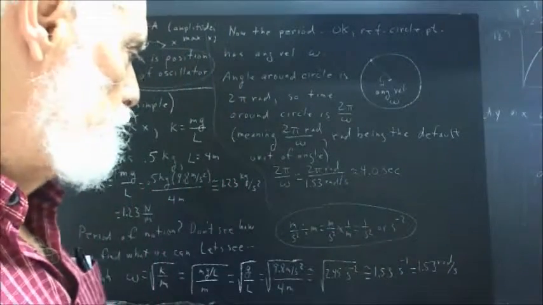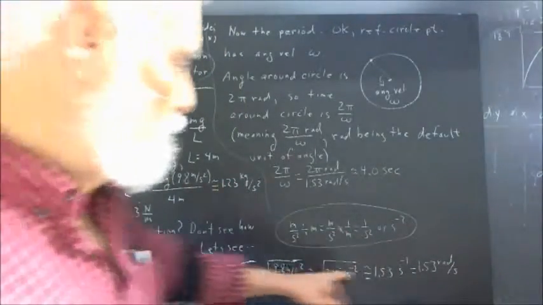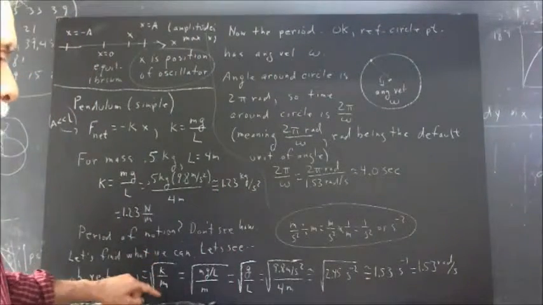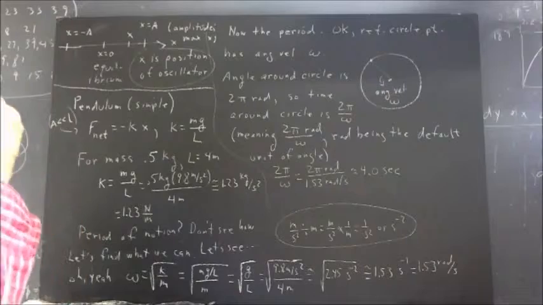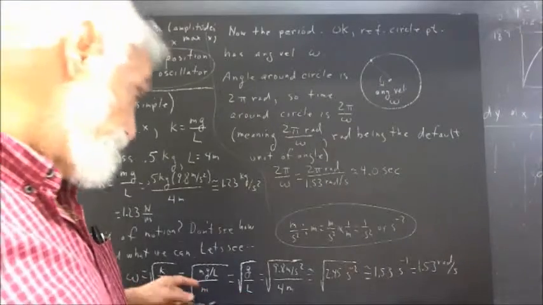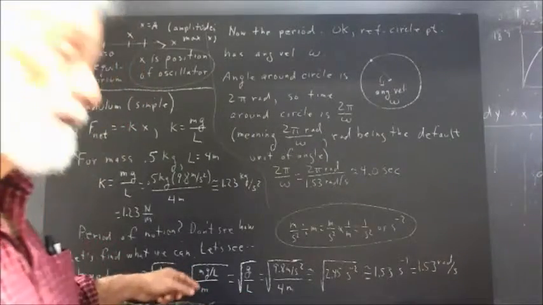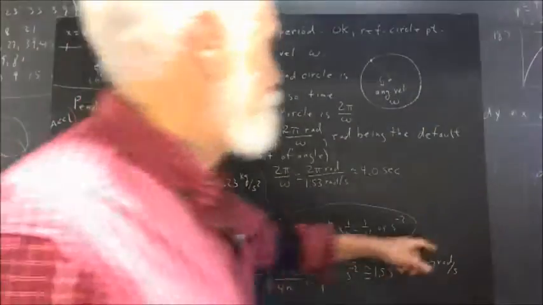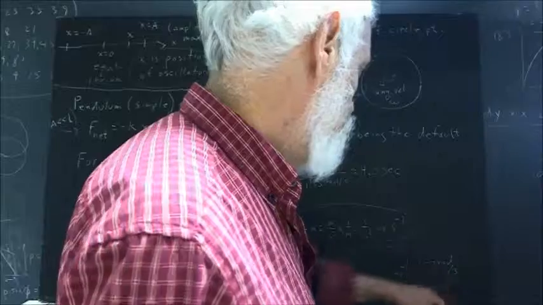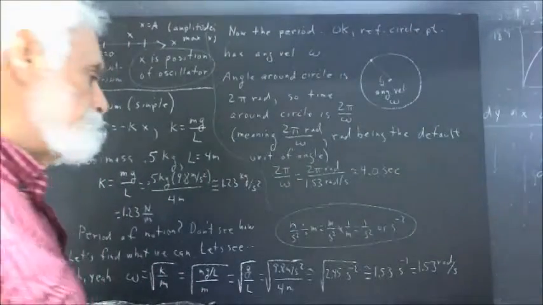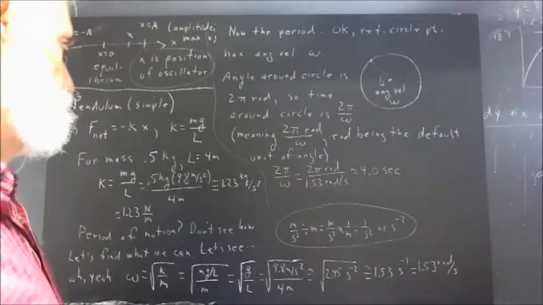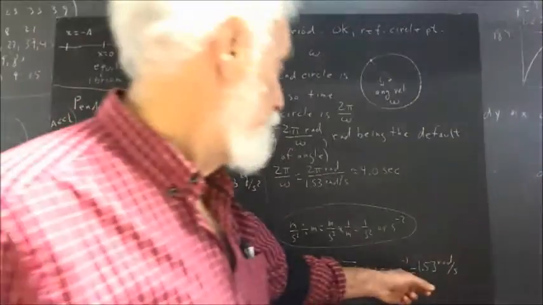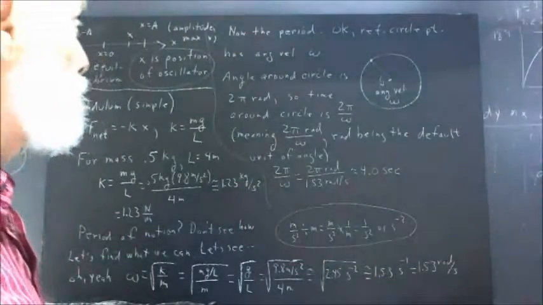But we don't need to worry too much about that. That will come out in radians per second, and always when you do omega equals square root of k over m, if you have SI units for all quantities, this will come out in radians per second. Of course, you're always going to get the seconds, and you want to work through the algebra of that process. Okay, so there's our 1.53 radians per second.